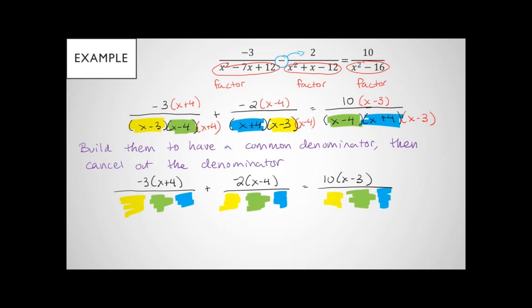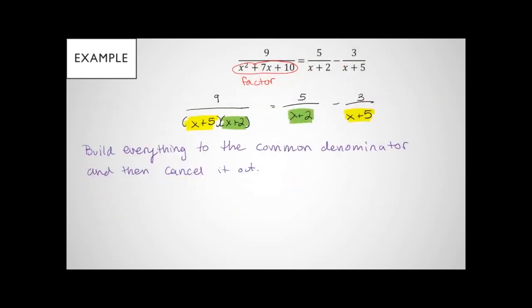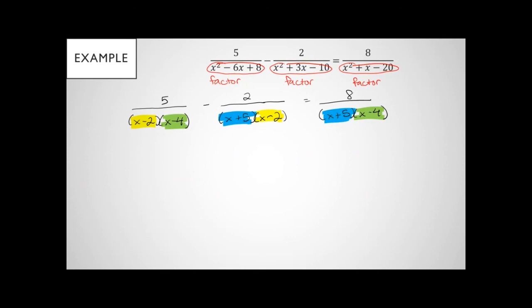We're going to build them to have a common denominator and then basically wipe it out. So same form. If you color code, you can kind of see the patterns here, that you have combinations of 2 different colors here. So you want to build to a common denominator. Then cancel out the fractions.